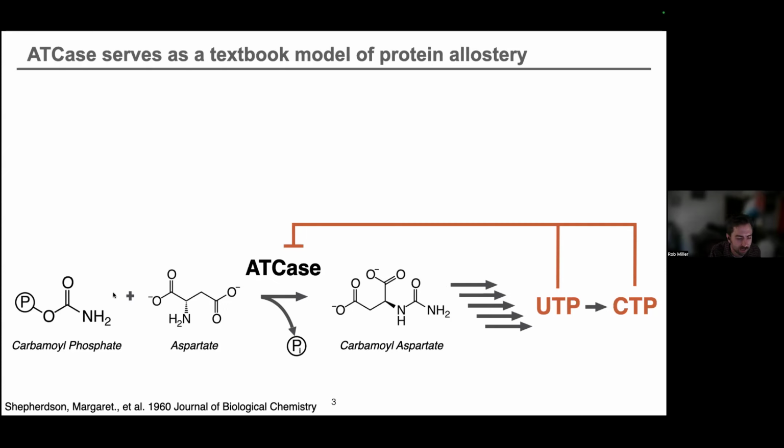And this is the condensation reaction of carbamoyl phosphate and aspartate to form carbamoyl aspartate, which eventually goes on to make UTP, which is converted into CTP. And it's known in a classical feedback inhibition loop that the final products of this pathway, the pyrimidines, are capable of binding ATCase and downregulating the enzymatic activity, so they slow the enzyme down.